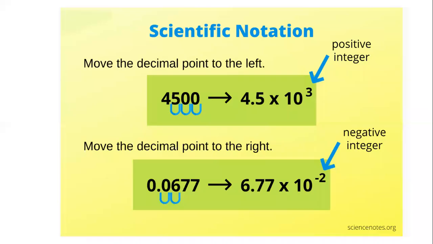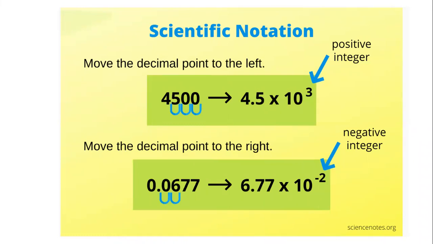So let's look at some examples. Here we have 4,500 as our number. Our first step is that we want to take this number and we want to say here there's a decimal place, and we want to make this number between 1 and 10.